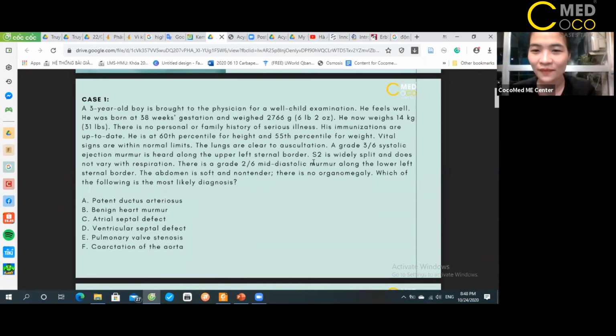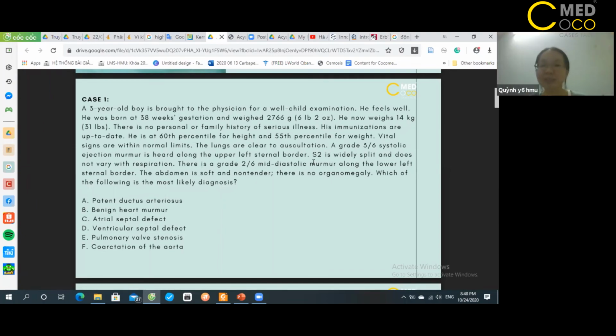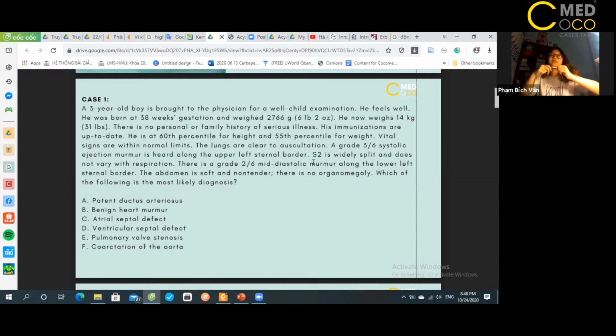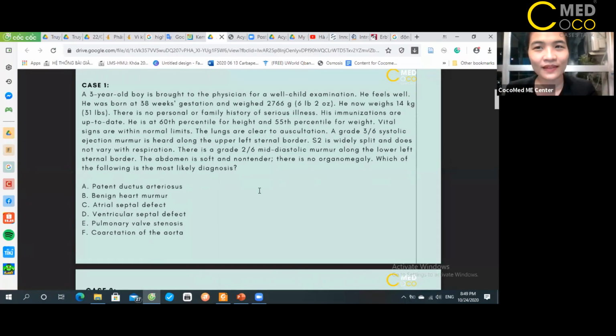I just want to give extra information about this. Do you understand why the S2 splits? Yes, clear. Thank you. Okay, so now we will move on.